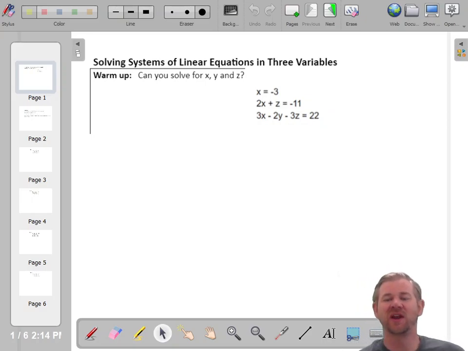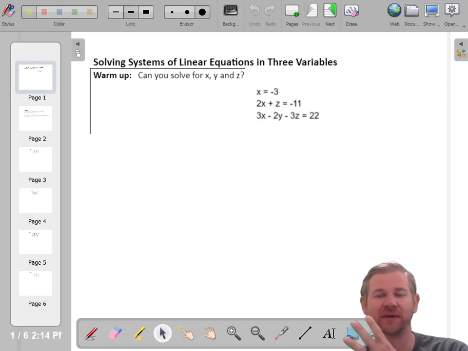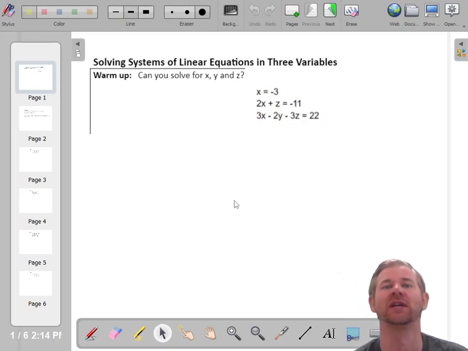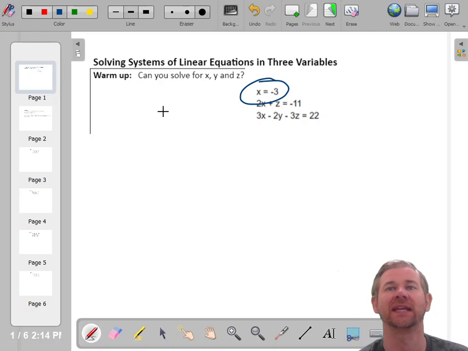Hello everyone, we are going to solve some three variable systems now, and this is a little more intense than what we've been working on. I'm going to start off with one where I give you one of the variables and we'll just practice solving the other two. So if I give you x, we're still doing substitutions here.